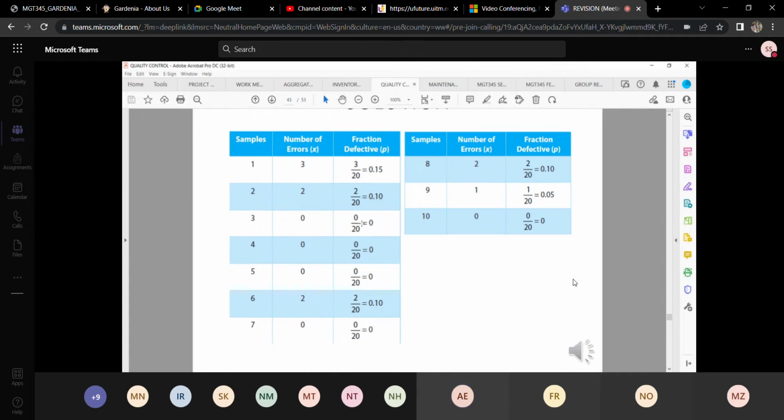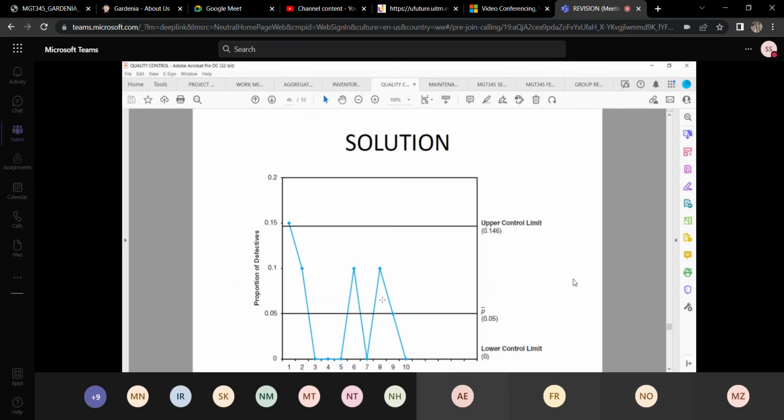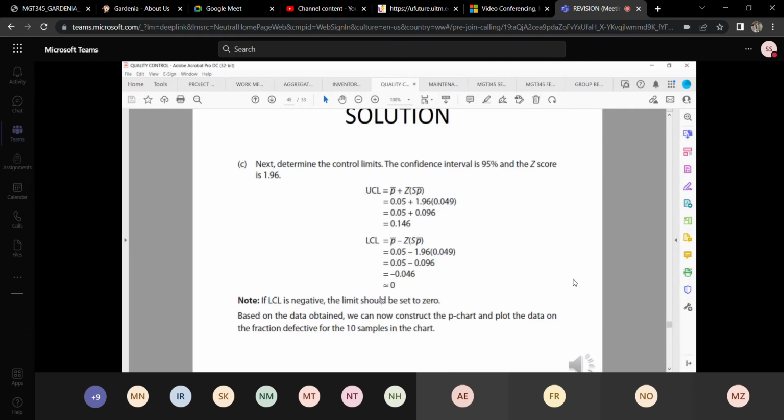Okay, fraction defective in the table is 2 decimal. The rest of the working is 3 decimal. Tak boleh sekejap 2, sekejap 3, sekejap 4. Tak boleh, you have to standardize.